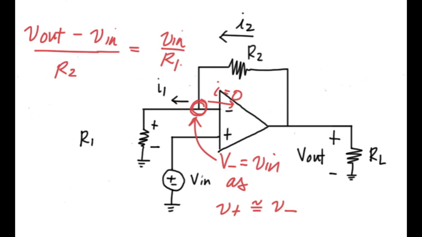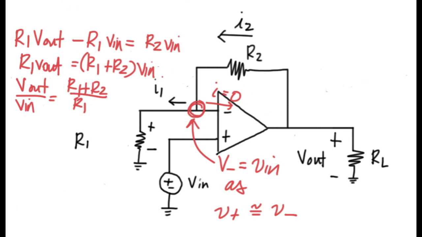The other current we need to figure out is I1. Similar to I2, I1 can be thought of as the voltage drop across a resistor divided by the resistance. This time we're looking at the voltage at the negative terminal, which we determined was V in, minus 0 volts, the ground. So the voltage drop across R1 is just V in. Then I1 is just equal to V in over R1.